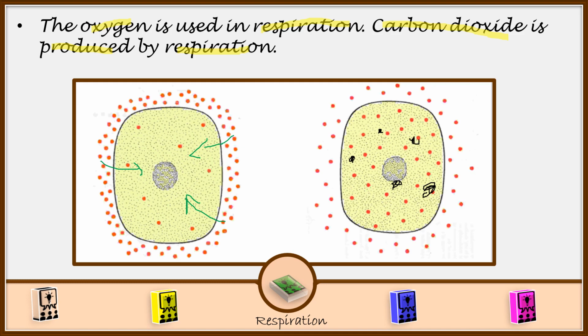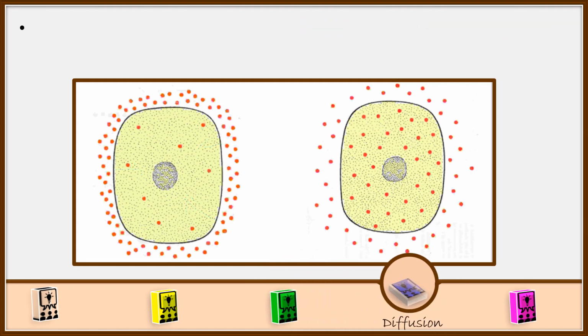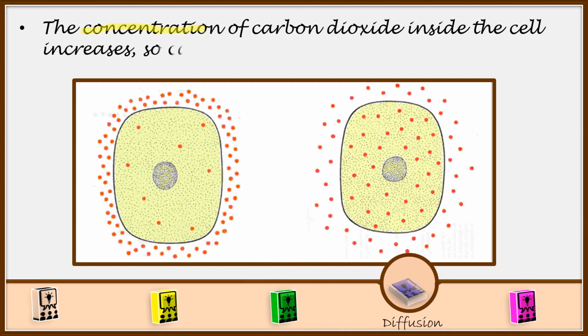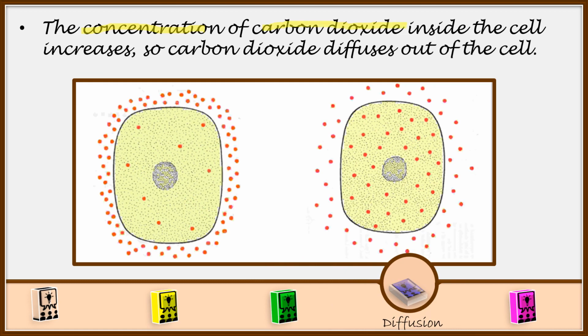So, meaning that inside the cell, the oxygen molecules will continue to reduce as the carbon dioxide molecules continue to increase, because respiration is producing carbon dioxide and using oxygen. The concentration of carbon dioxide inside the cell is going to increase. So the carbon dioxide will diffuse out of the cell.